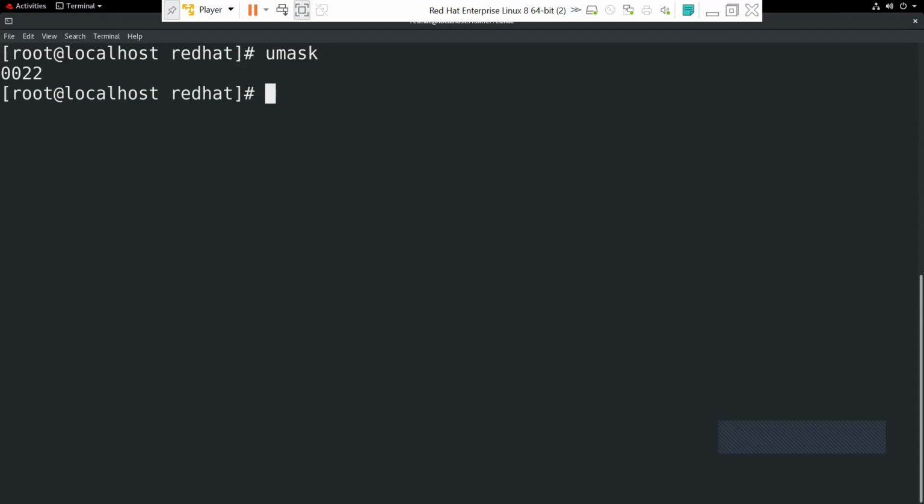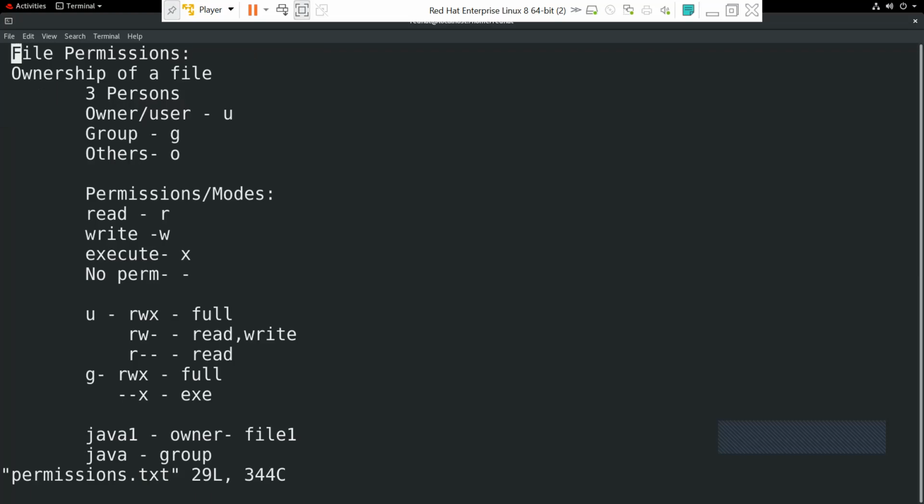Here, by using the letters G, U, O and the modes read, write, execute, we have changed the permissions till now. So we can also modify the permissions with the help of octal numbers.